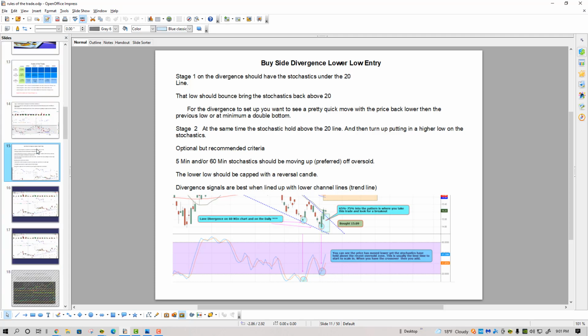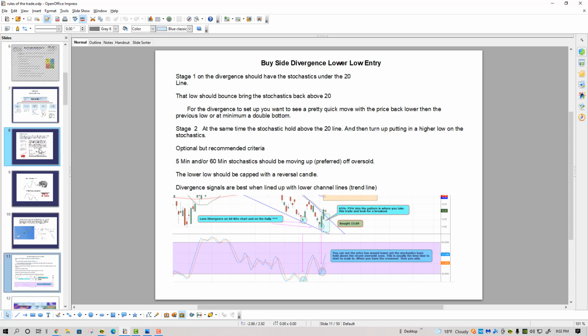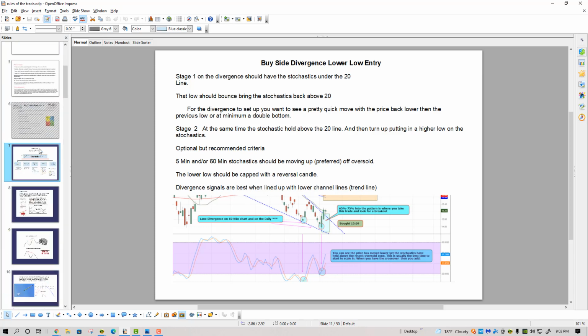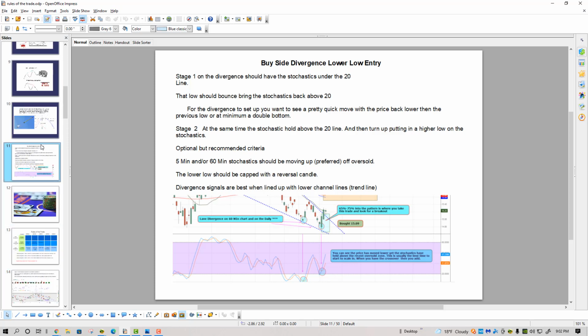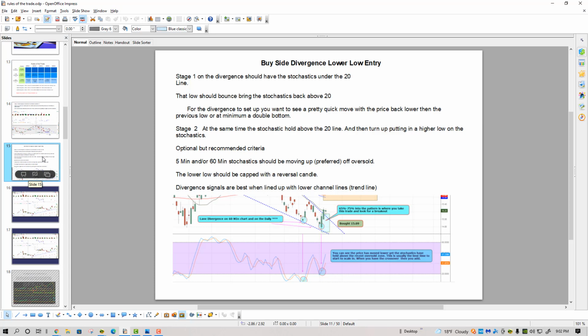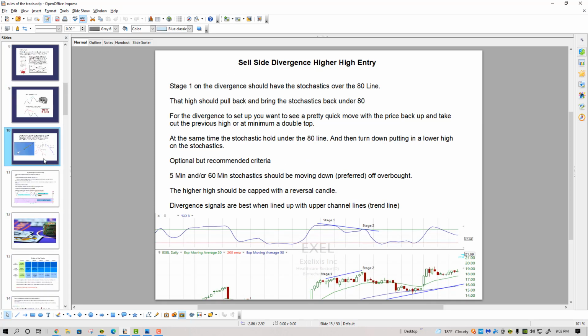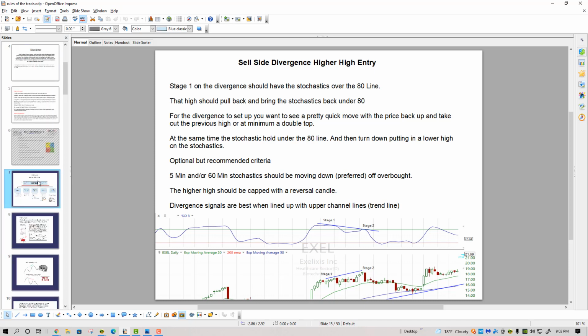If I actually bring this up, let me see if I can bring this up over here. If I have this on this screen, I don't know if I have it on this screen or not. That's my buy-side divergence. Let me see here. Here it is.